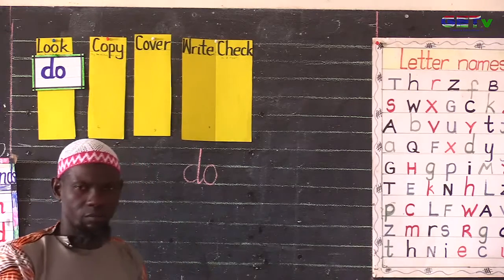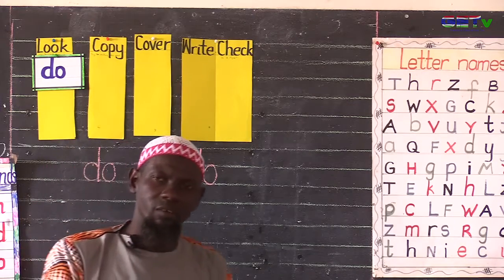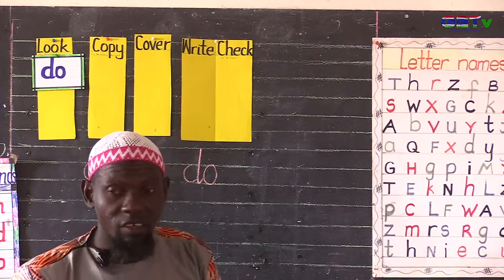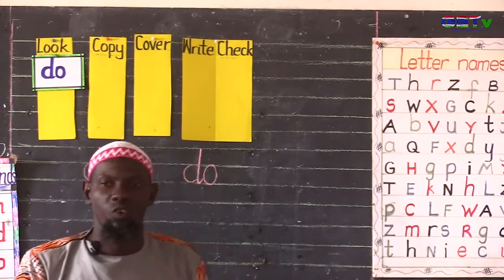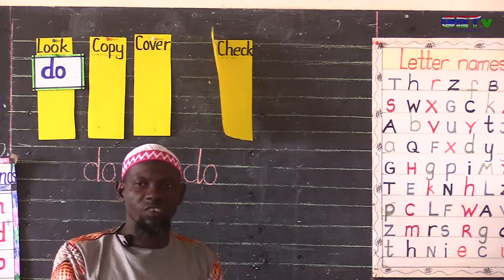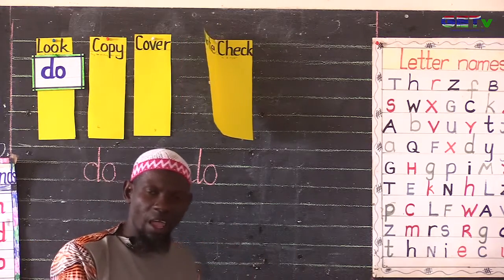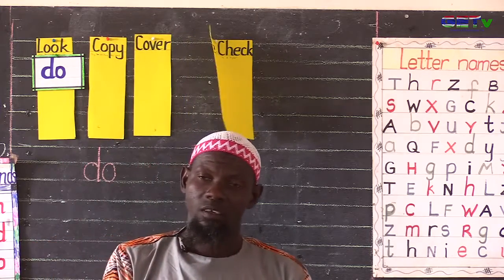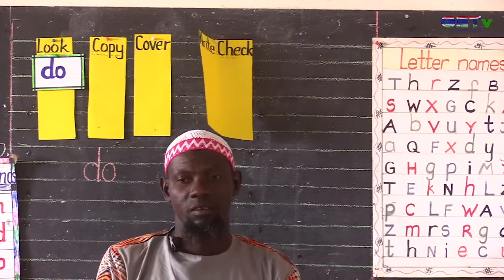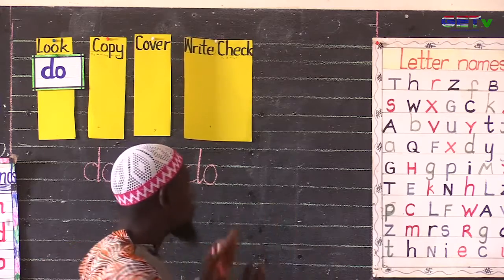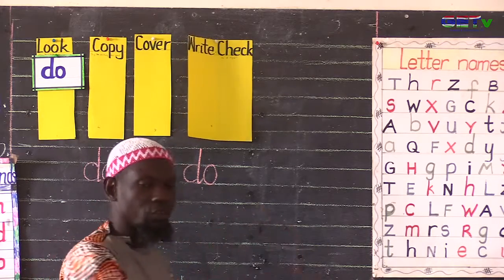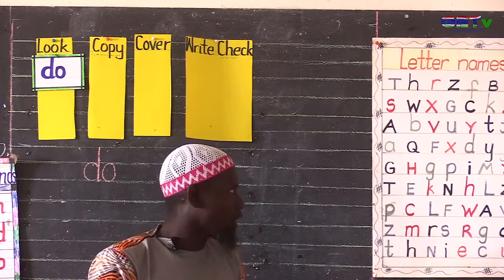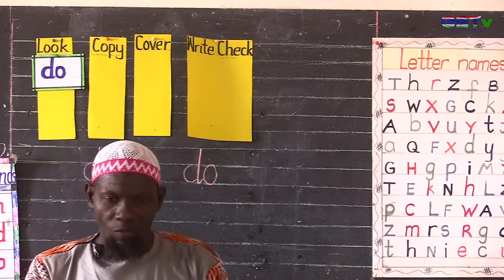Then cover it. When you cover it, what do you do? Write. What are you going to write? What you covered is what you are going to write. Because this time you are not seeing it. You write it, from there, remove the cover, and then you check, you compare. That is how we deal with tricky words.